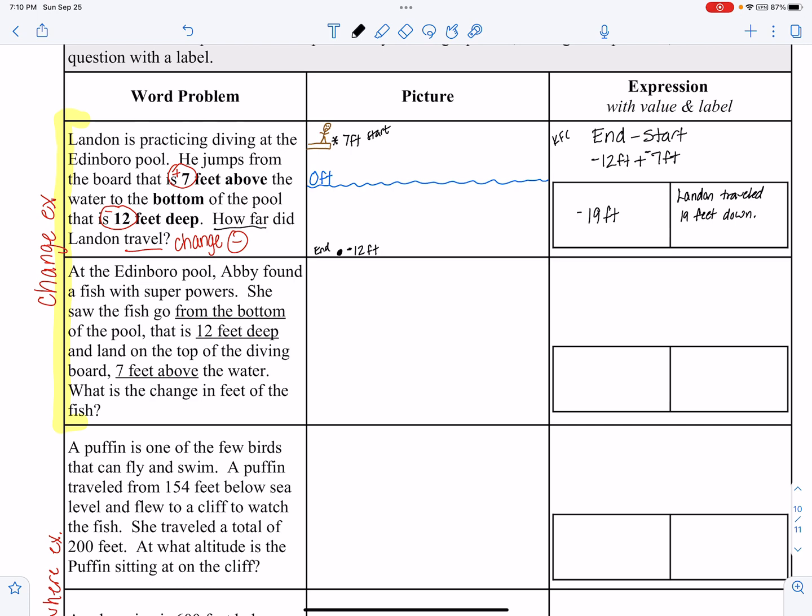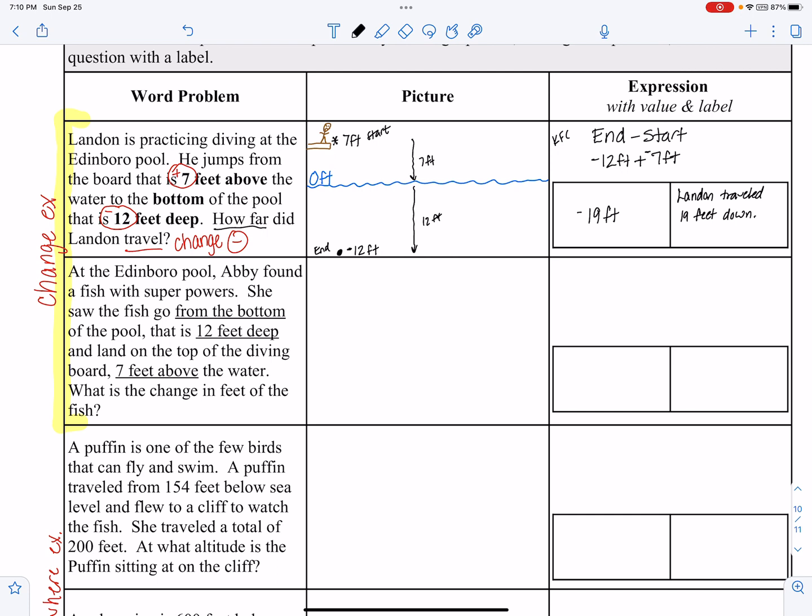Let's always check for reasonableness. Does this make sense? Well, if he started up at the top, I know he went down 7 feet, and then he went down another 12 feet. So that makes sense that he went down 19 feet total. So I'm definitely sure that makes sense to me.